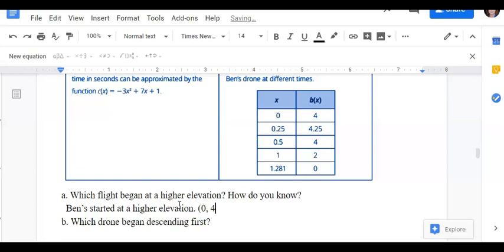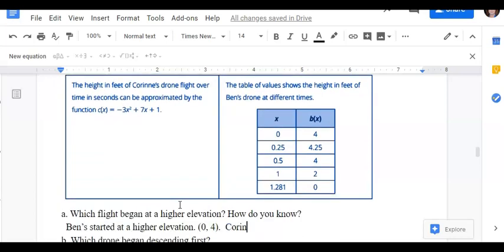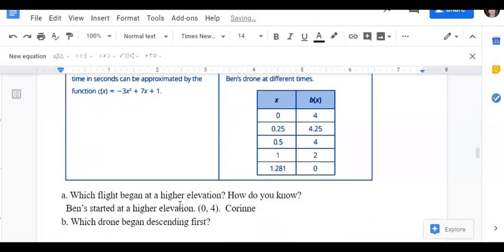0, 4. And we need to say, how do we know? Well, because Corinne started at 0, 1. And we can tell because of the y-intercept at the end of her equation. She's got 2 N's in her name. Corinne started at 0, 1.